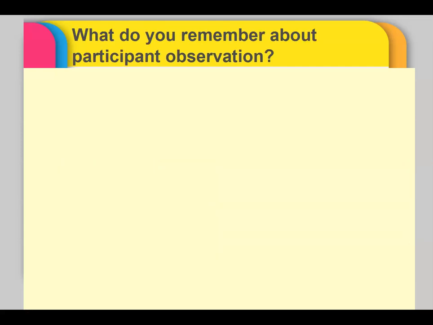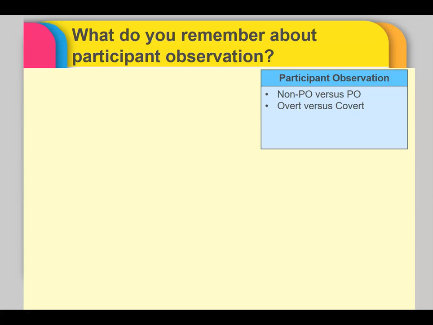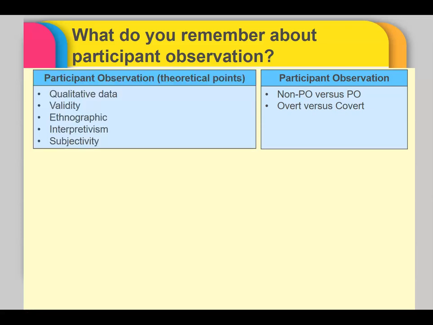So let's look back at what you remember about participant observation. Well, first of all, participant observation, some theoretical points, tends to be qualitative. Validity is quite strong. Ethnographic, it gets close to groups and their cultures. Preferred by interpretivists who are looking for meanings, is felt to be subjective rather than objective. There is, of course, the difference between non-PO and PO. So non-PO where you're not involved with the group, as against PO where you are. And there's overt where you're open, as against covert where your identity is hidden.